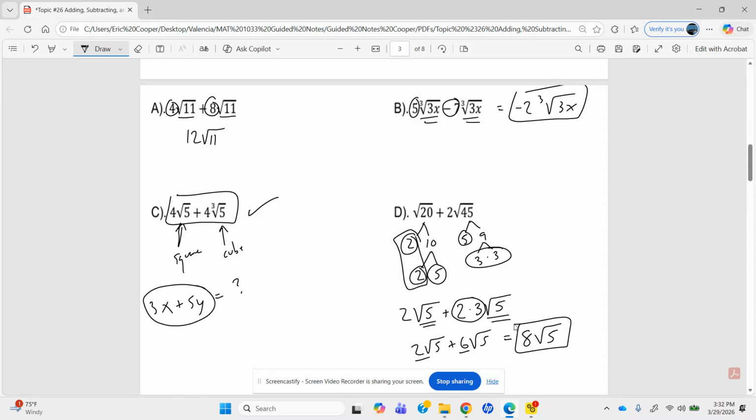So we have to check and see, can these radicals simplify? And if they simplify to have like radicals, then we can go ahead and combine them.